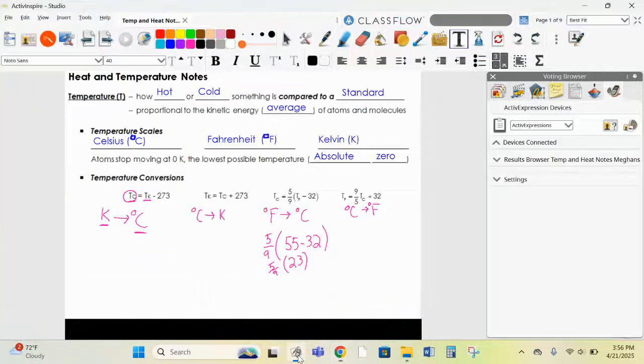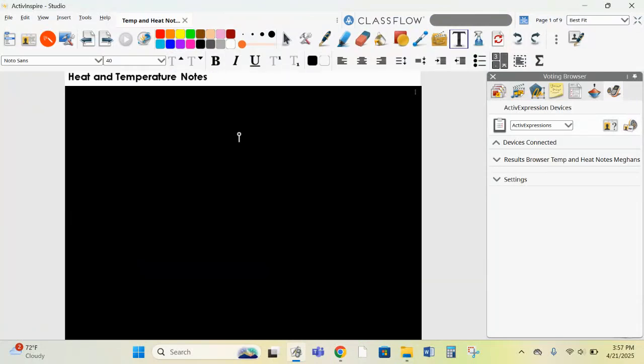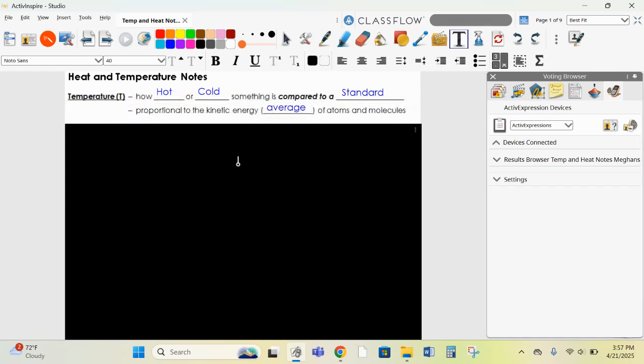All right, today we're going to go over your heat and temperature notes. Do this all in one shot, and just going to go over our basic intro. So, with heat and temperature, what exactly is heat and temperature? Well, first up, the first one we'll talk about is temperature.